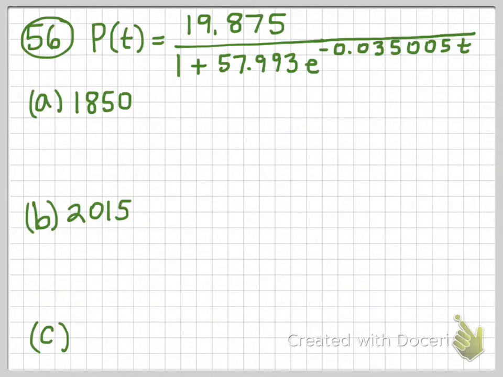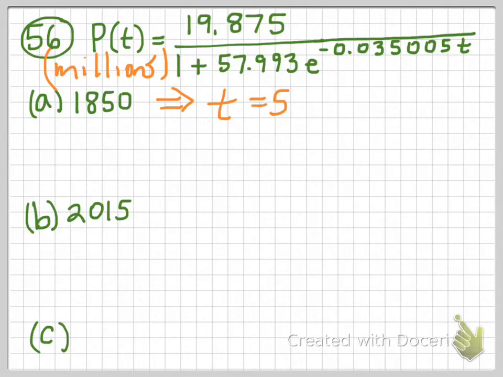Now let's take a look at number 56. On 56, we are given a population function, P of t, where population is in millions. So you might want to make a note of that when you have a problem like this, just so you'll remember that if you get, say, 5 for your answer, it actually means 5 million. And t is years since 1800 on this problem. So that means that for part A, when it asks us to find the population in 1850, that implies that our t is 50.